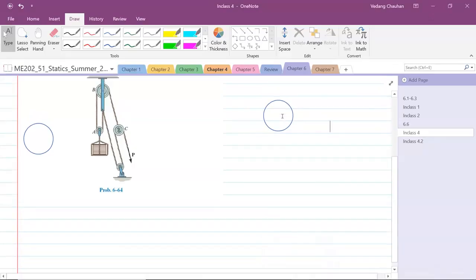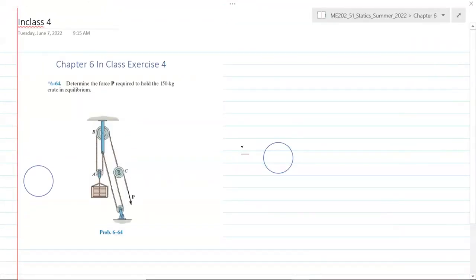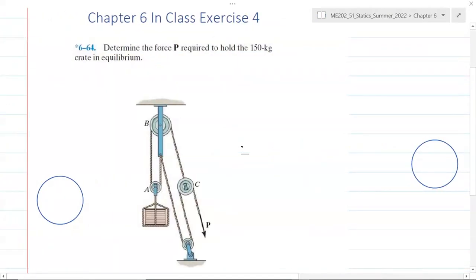Chapter 6 in-class exercise, 4th problem, 6.64. Determine the force P required to hold the 150 kilogram crate in equilibrium.